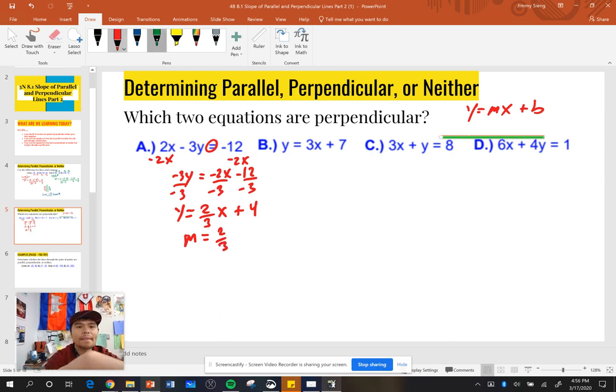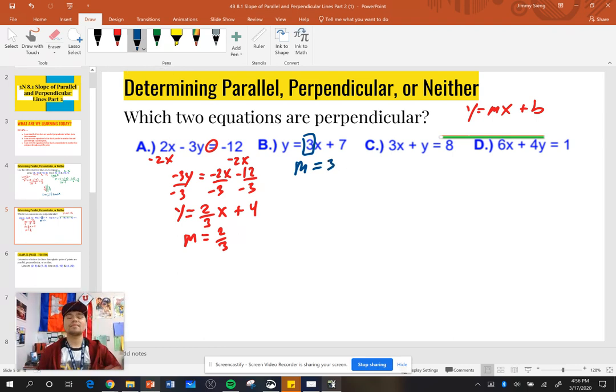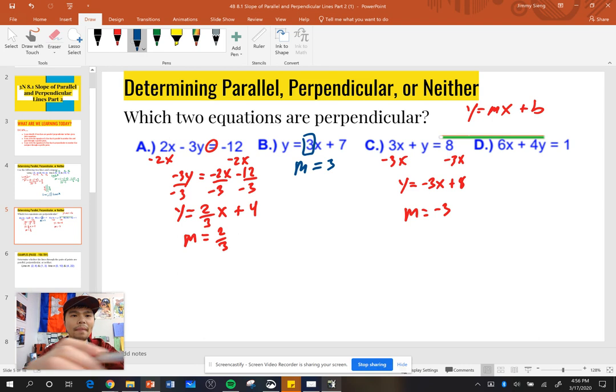I'll do this one in blue. Oh, that's easy. My slope here is 3, right? That's y equals mx plus b, right? That's why we understand it there. Helps us understand the geometry of it. Again, C is actually not too bad. I have y alone, so I'm just going to take away 3x from both sides. So y equals -3x plus 8. My slope now is -3.